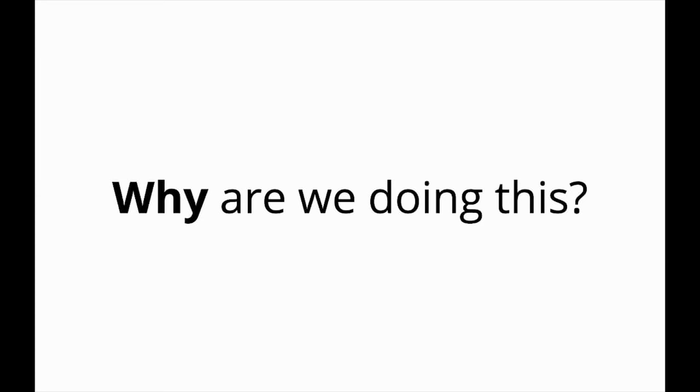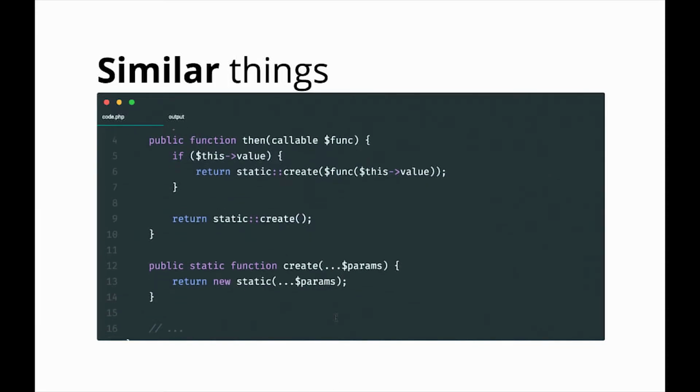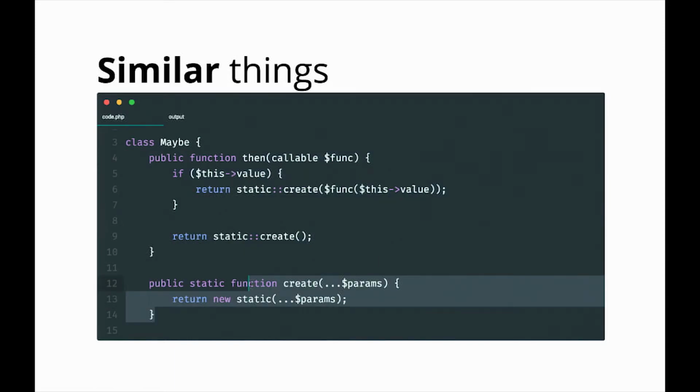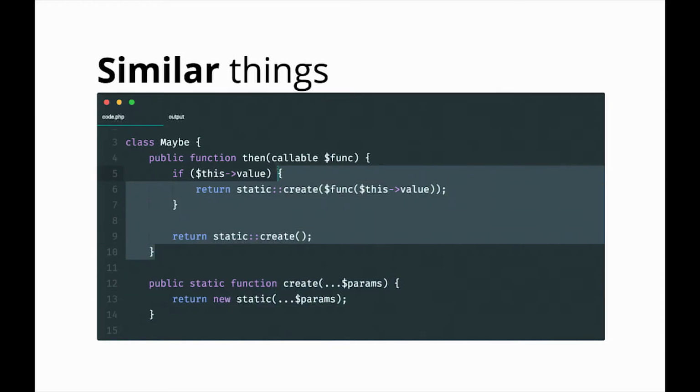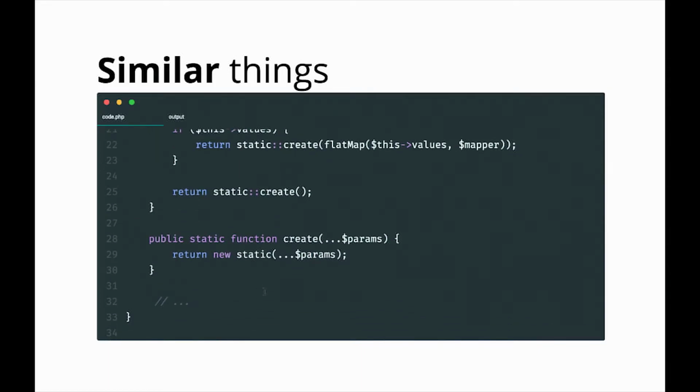So why are we doing this? Why are we making Maybe, and why are we making Many? They are similar things, as we've seen. They both have a then function. They both have a create function. So we can make an object out of some values, and we can call a function against them. We do this for Maybe. We do this for Many.